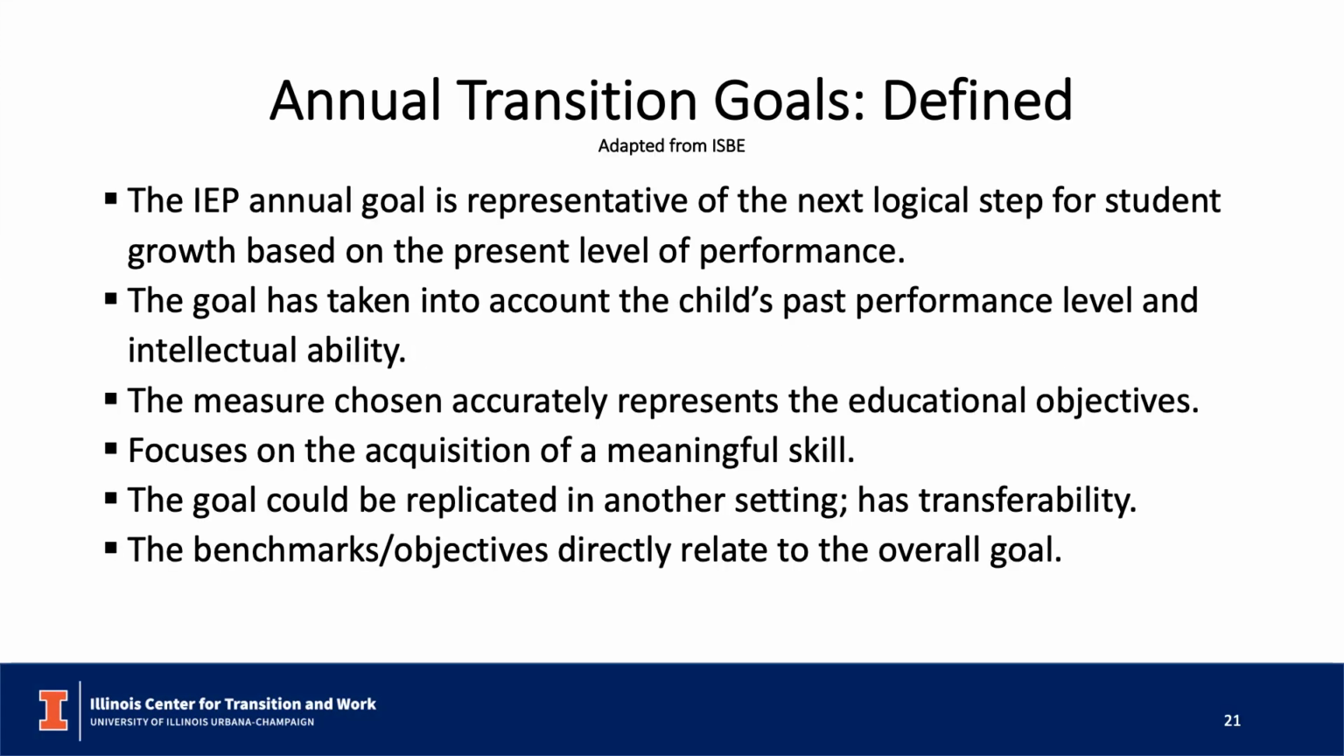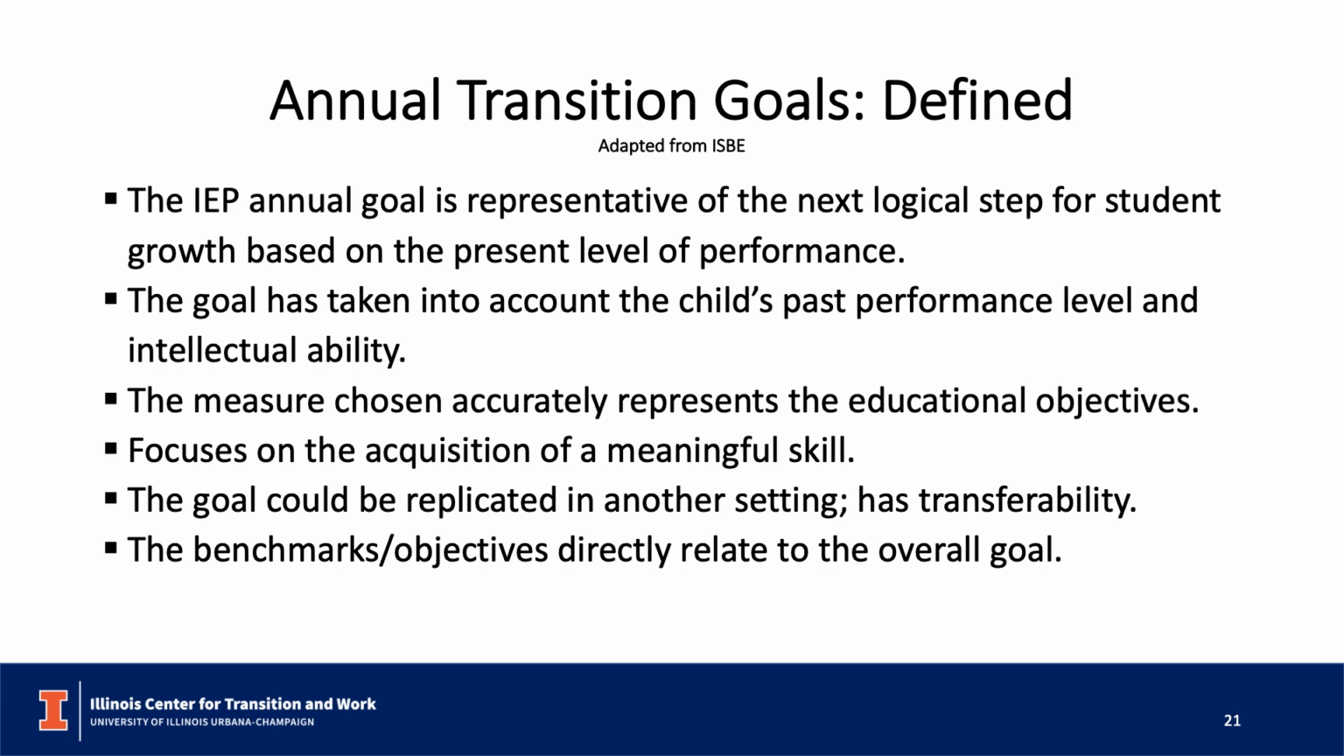So the annual transition goal is representative of the next logical step for student growth based on the present level of performance. So just like any other goal, we use our PLAAFP, our present levels of academic and functional performance, in the IEP annual goal section. We need to make sure that we're taking into account their past performance levels, their intellectual abilities, their functional abilities. All of those things come into play. And then the measure that we choose, like how we're actually going to measure the attainability of this goal, is chosen and accurately represents the educational objective.